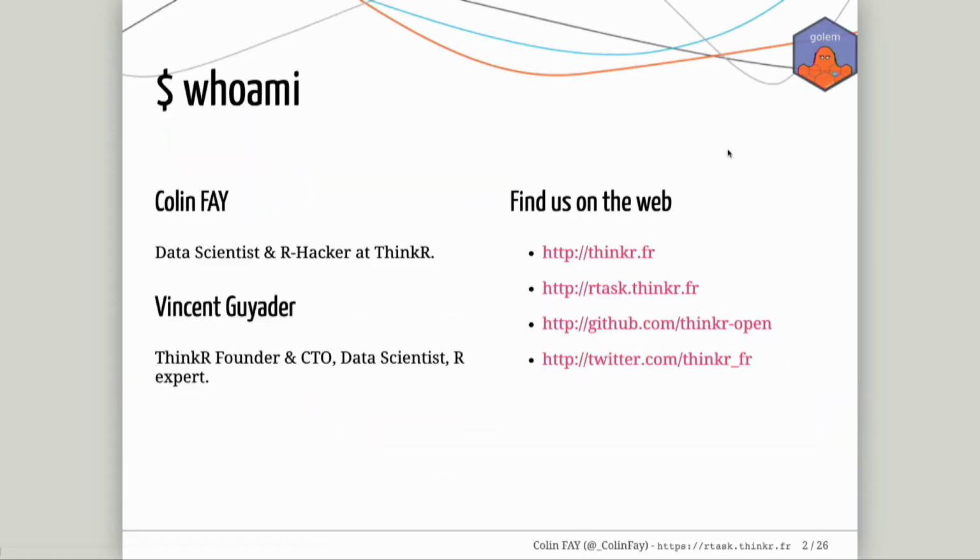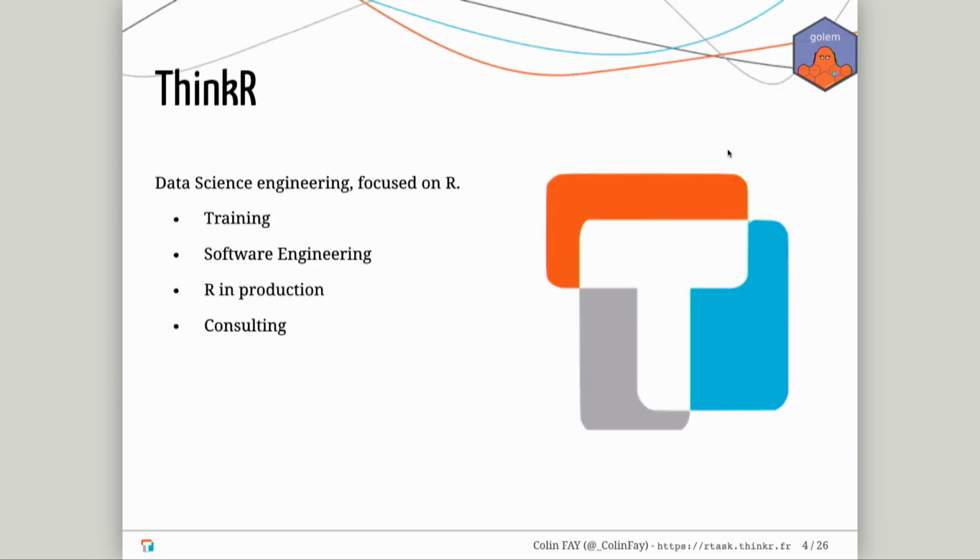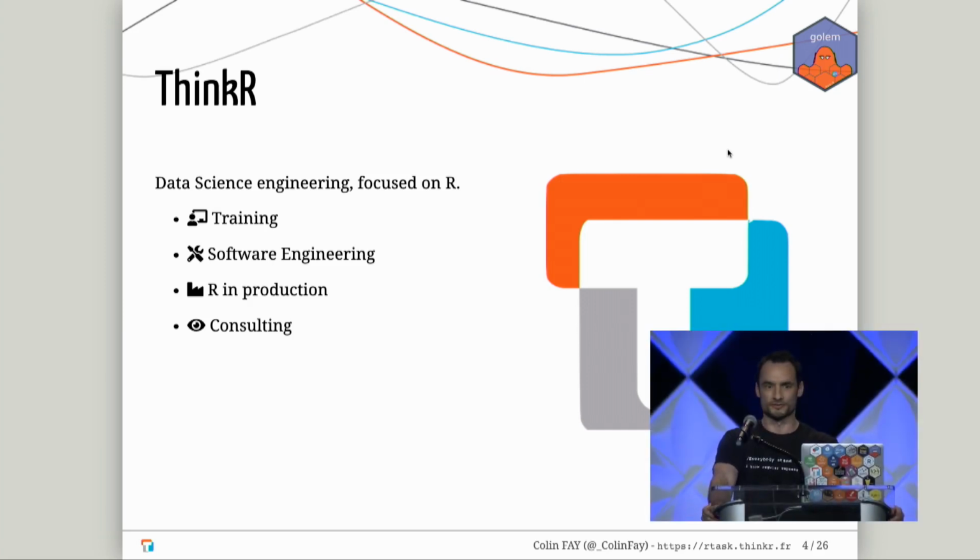So, hi everyone. My name is Vincent. This is Colin. We are both R hackers, and we love to do a lot of things with R. We work at ThinkR, a French company which works on everything R related. We do a lot of training from beginner to expert. We do a lot of Shiny applications, and we love to deploy them in the real world for real customer needs. So we put them into production using Shiny. And we are here today, glad to present to you a package called Golem.